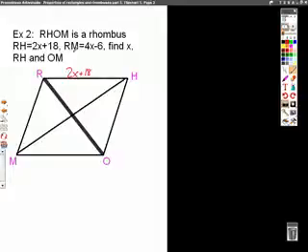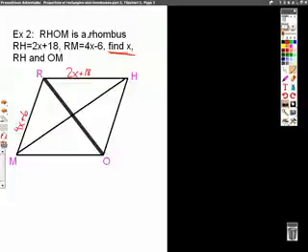Again, I highly suggest to you guys, write the information onto the drawing that you have. It makes things a lot easier to see. We also know this: RM is 4x plus 6. So RM lives over here. Now what we're asked to do first off is find x. So let's just stop right there and find out what x is.